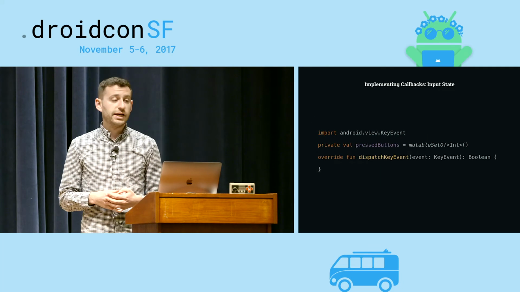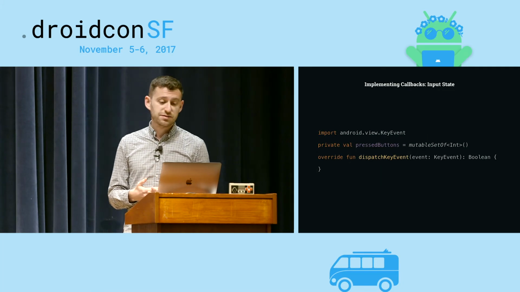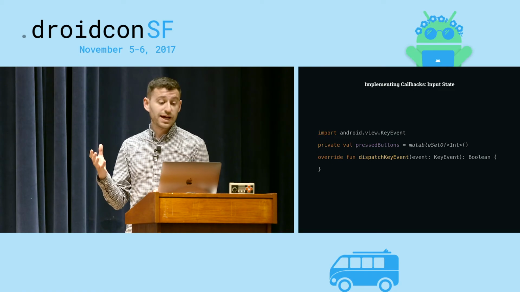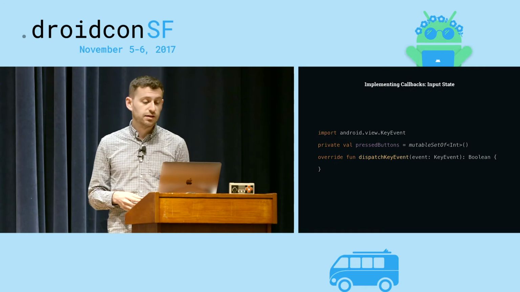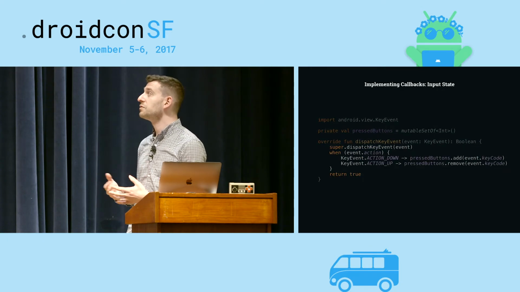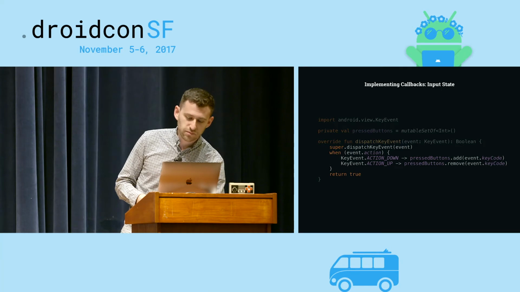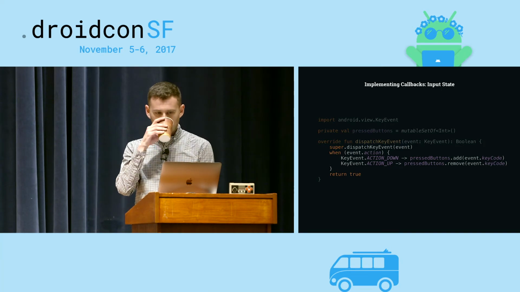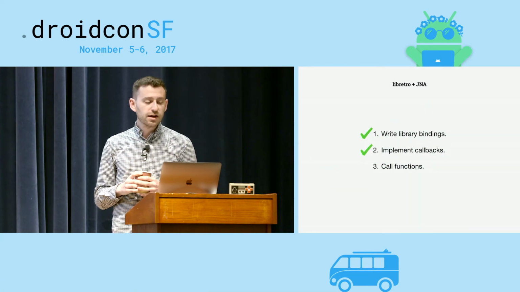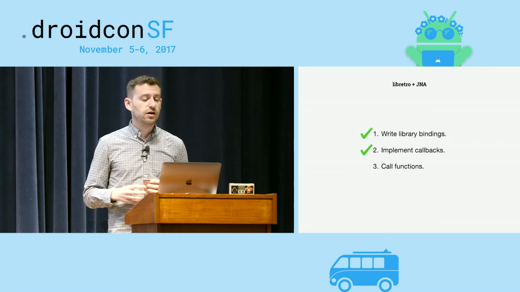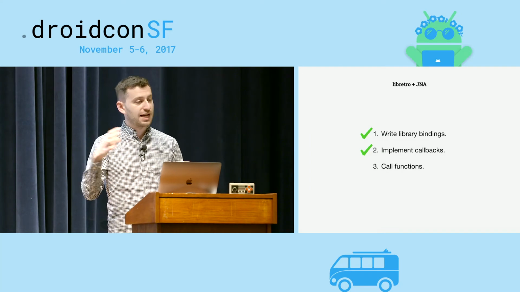So now we need some way to actually keep track of which button is pressed. And a quick and easy way to do that is to override the dispatch key event method in the activity and simply add and remove from the set when buttons are pressed and released. So now, it looks like we're done implementing callbacks. Let's move on to the final step where we're actually going to tie this all together.